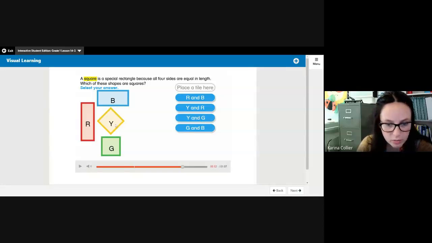Let's look at Y and G. Well, Y is a square, and G is a square as well. But before we pick it, let's double check and make sure our last answer is not it. For our last answer choice, we have G and B. Well, G is a square, but B is a rectangle. So our answer is going to be Y and G.